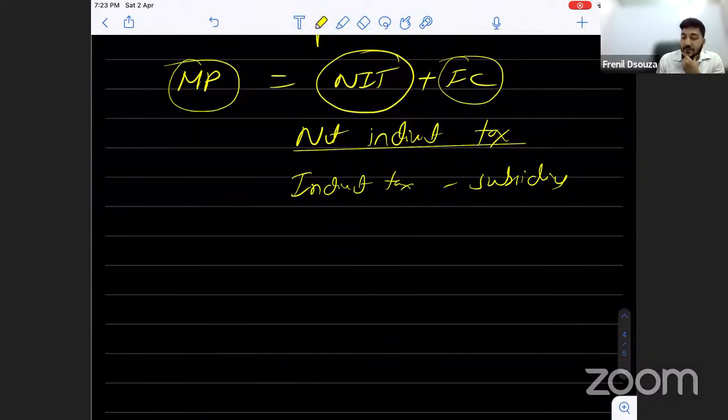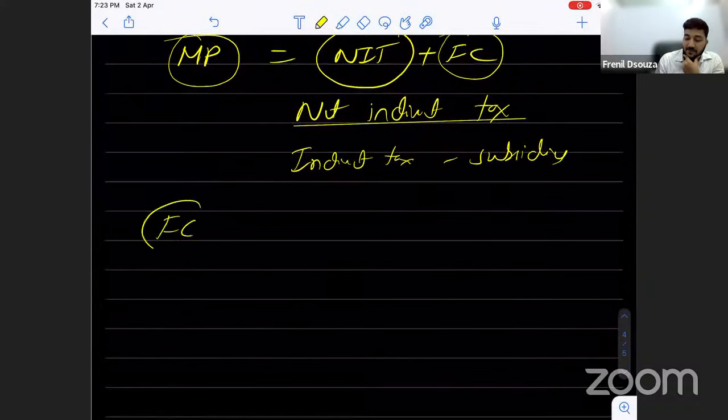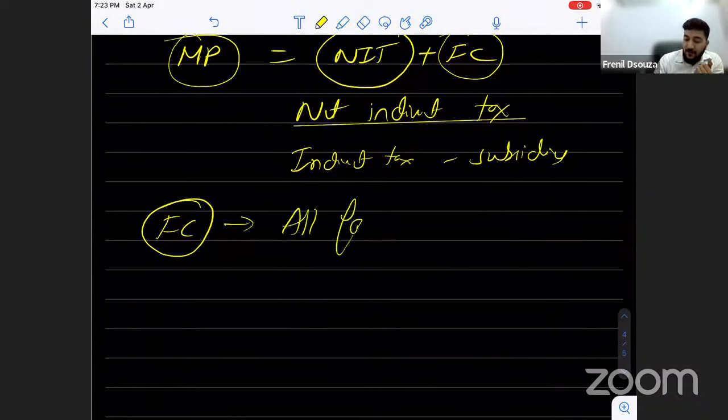Now, let me just give you a glimpse. When I say factor cost, does it involve only cost? When I say factor cost, it involves the cost of all factors of production.